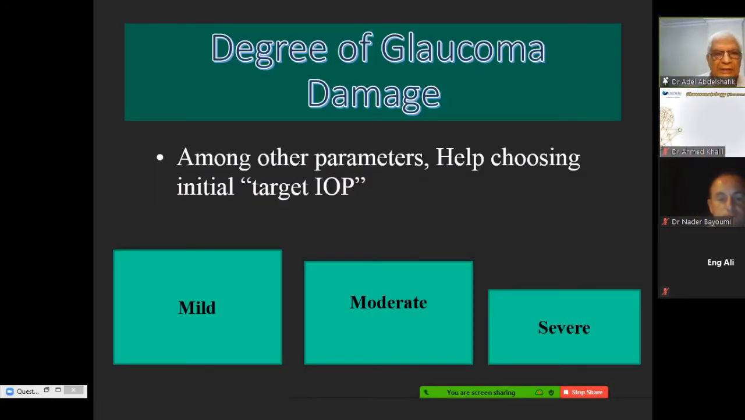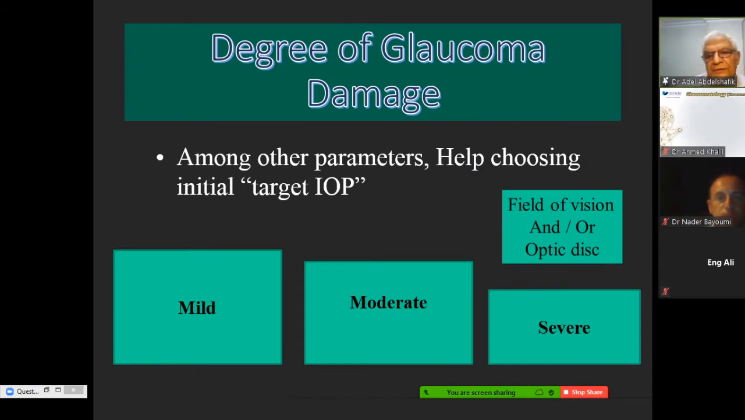Staging the amount of damage is important because it's one of the factors that will help us choose the target IOP. So we need to categorize our patient: is it mild, moderate, or severe damage? Other factors can be included and should be included, but this part is one of the parameters.